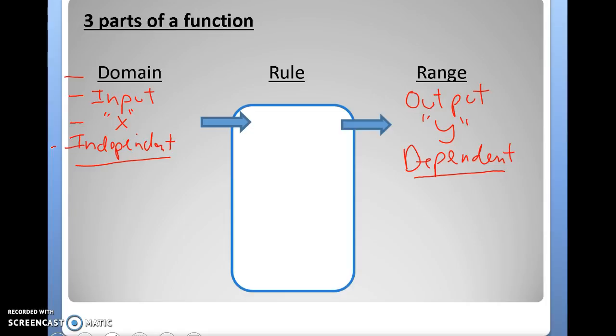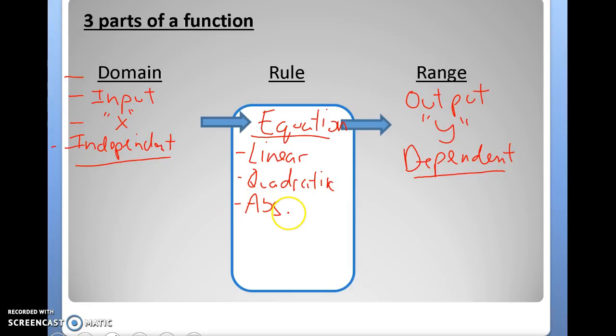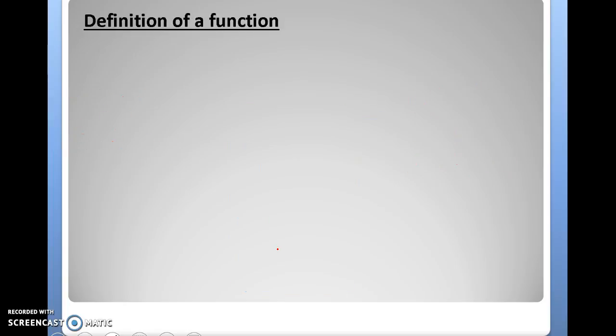And then the rules could be a whole bunch of different kinds of rules, but it is some type of an equation. And the types of equations are various. These equations could be linear, which means when you graph them, they make a line. They could be quadratic, which means they have an x squared term in them somewhere. They could be an absolute value function. We've talked about those a little bit this year. They could be something that's called a cubic equation or an exponential equation. But there's some type of rule that we do to the input values to make them become an output value. And those are the three parts of a function.